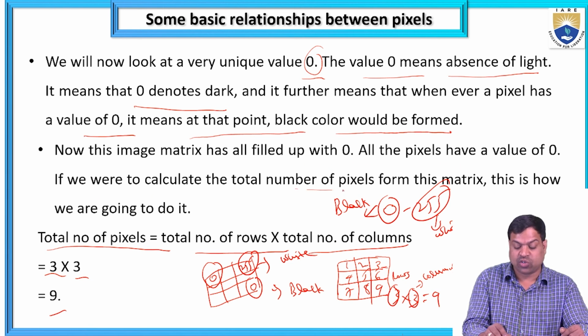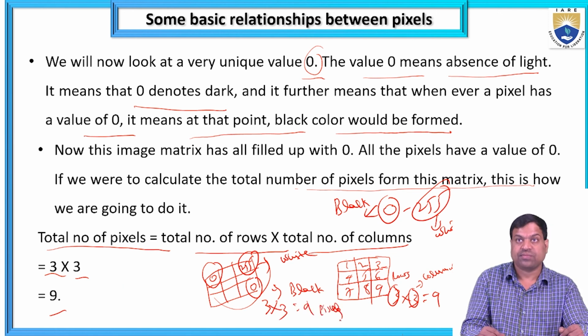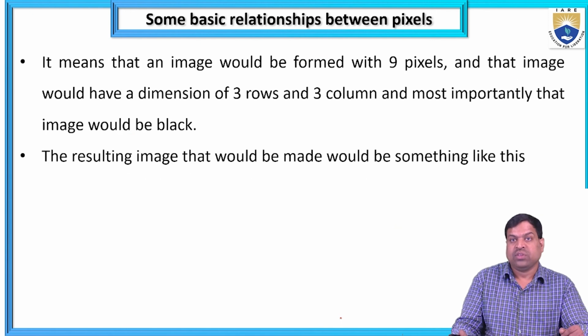We can calculate the total number of pixels from the matrix. Suppose here I am taking 3 by 3. So 3 rows into 3 columns equals 9 pixels. It means the image is formed as 9 pixels, that is 3 rows and 3 columns.